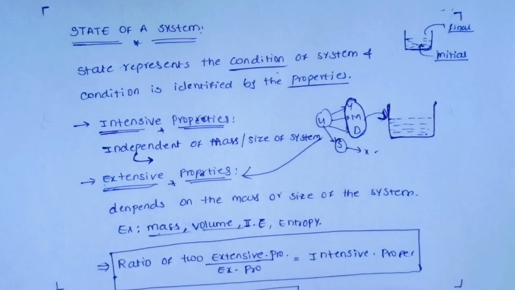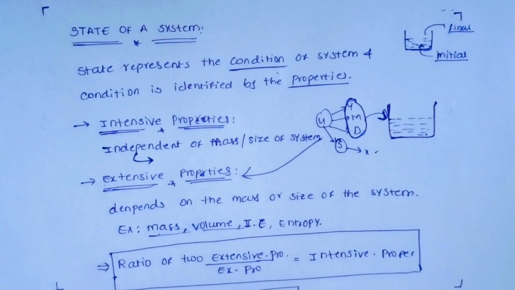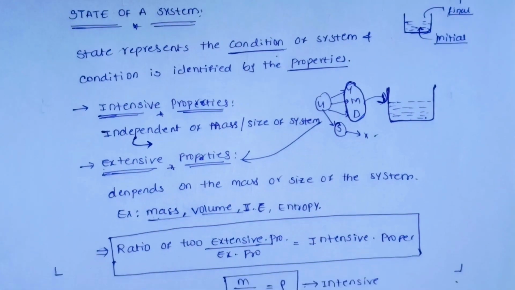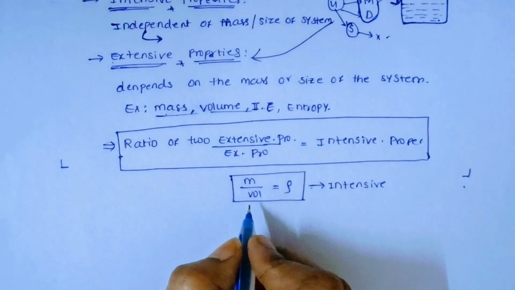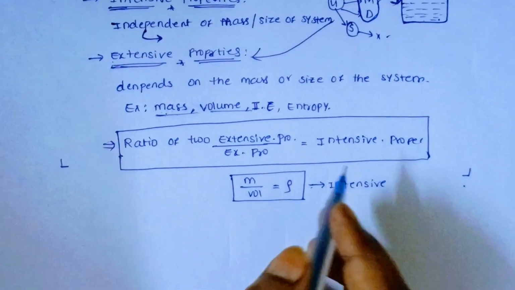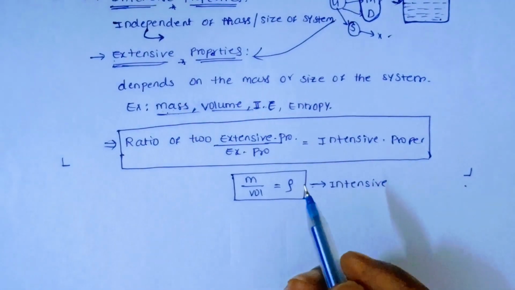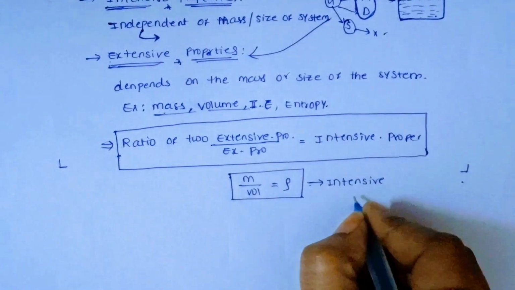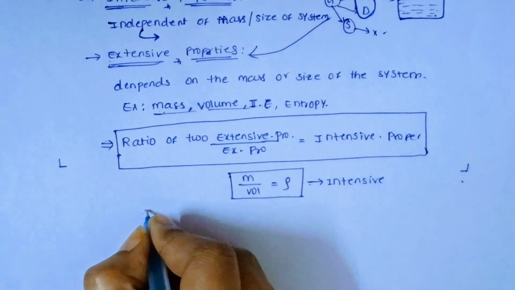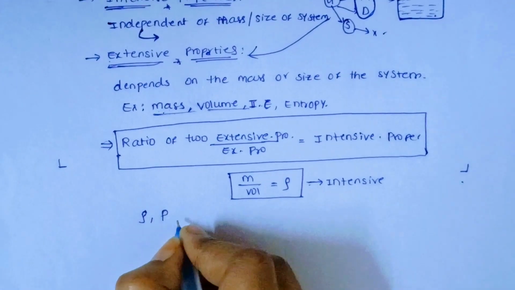Example for an intensive property: here mass is there in the numerator, and in the volume also mass is there, so both get cancelled. That's why it is independent of the mass. And I will give one more example, like pressure. Intensive properties: one we know is density, another one is pressure.